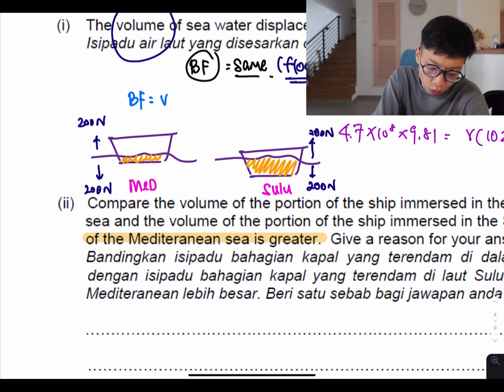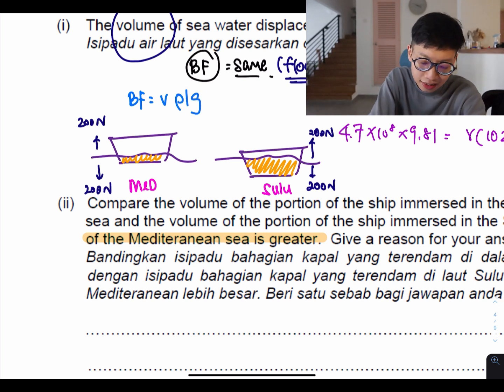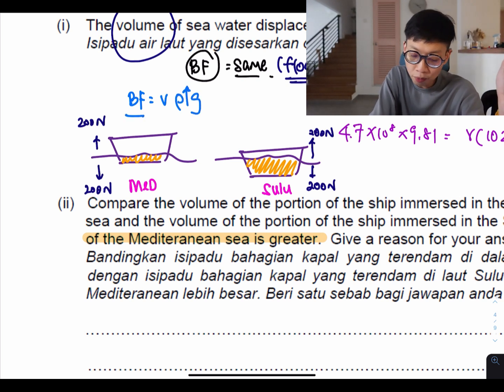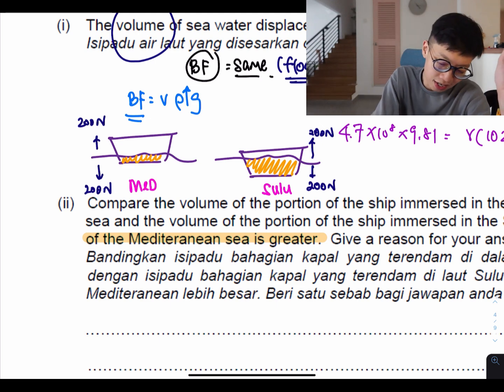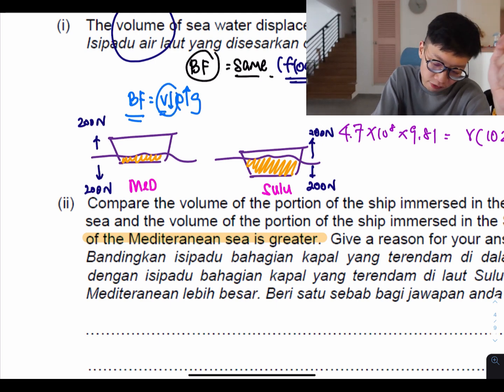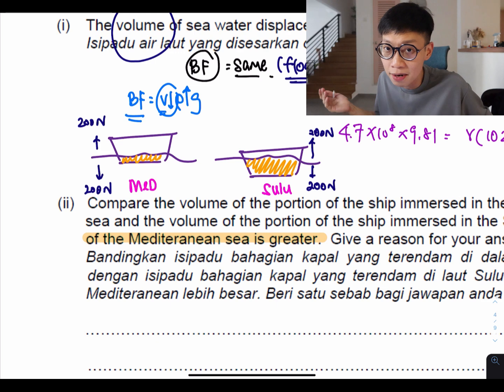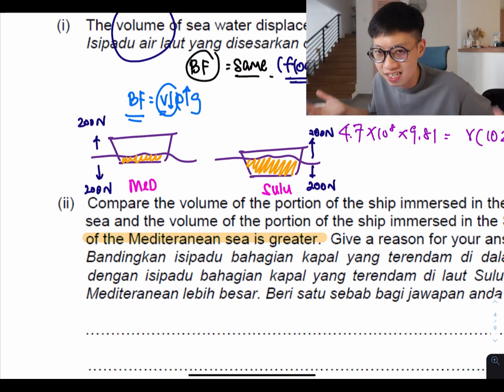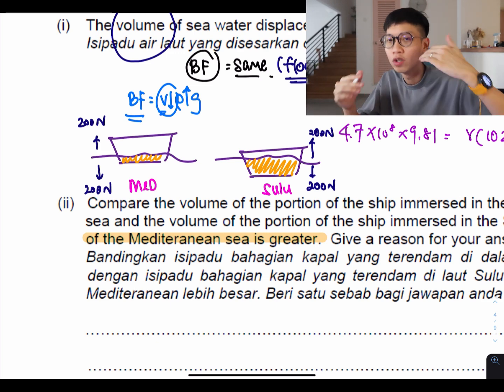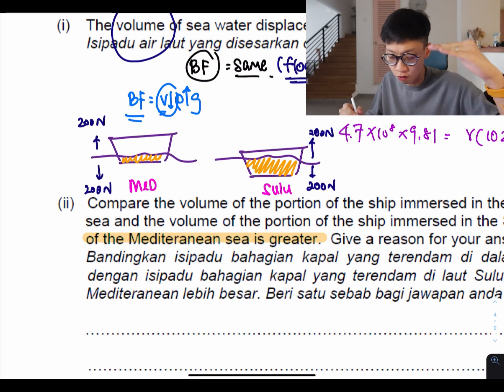So when the ship is in a higher density liquid, to produce equal buoyant force, it will need a lesser volume submerged, because the density already gives a high buoyant force. So therefore, a lesser volume is already enough to give you the buoyant force to float.